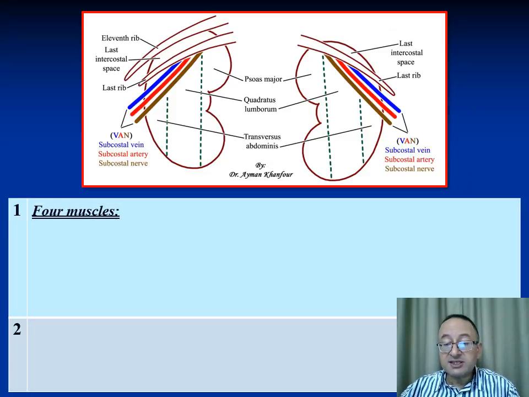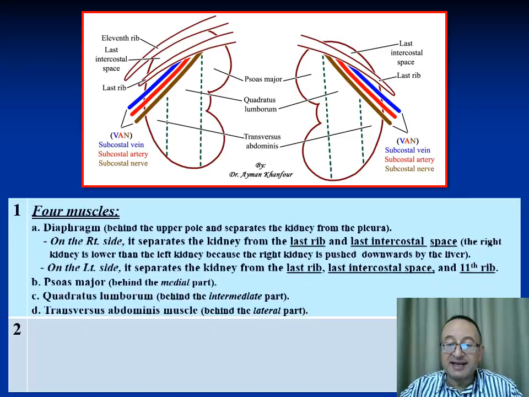The 4 large structures, they are 4 muscles. The first one, do you remember when we studied the diaphragm? We said that it is umbrella shaped. So it gives a cover to all the upper abdominal organs. So the first one is the diaphragm.